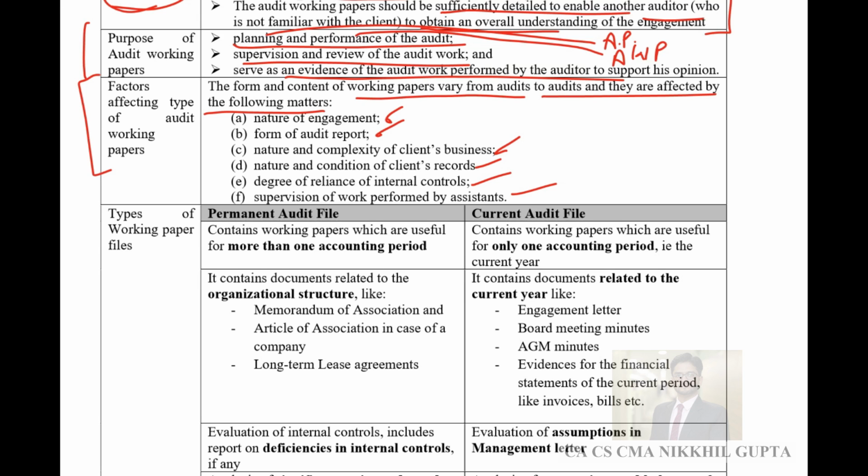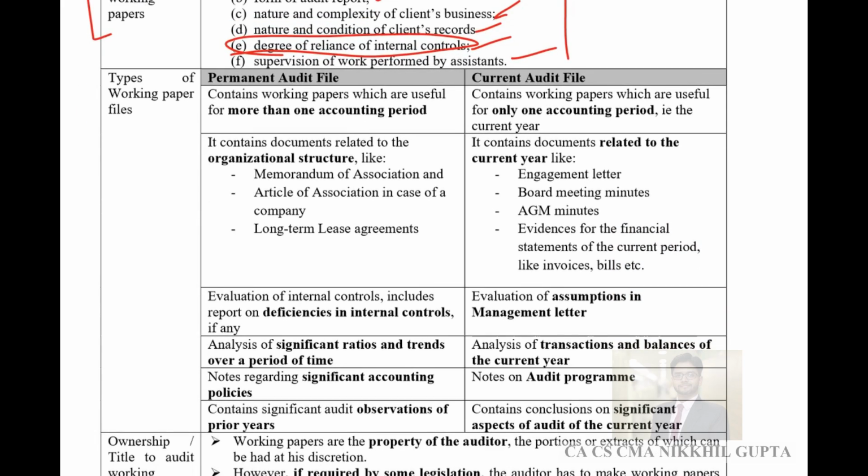So I'll explain point number E, which is really important. If an auditor is relying on the internal controls which are imposed by the management, then the audit working papers will be less rigorous. And if the auditor does not believe in the internal controls which are established by the management, then the auditor will perform rigorous audit procedures. So the working papers will be much more in that case. So these are the factors which will determine what kind of working papers you will have.